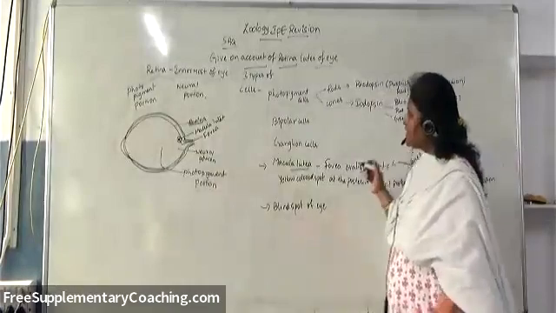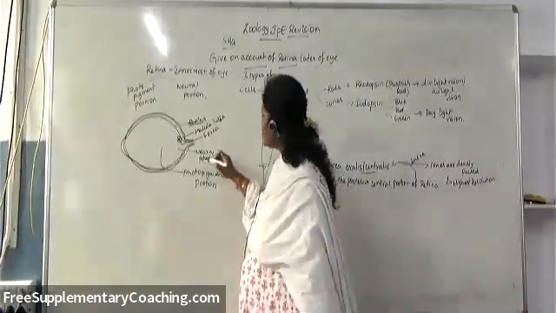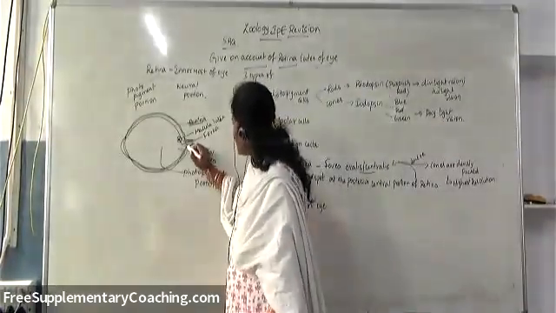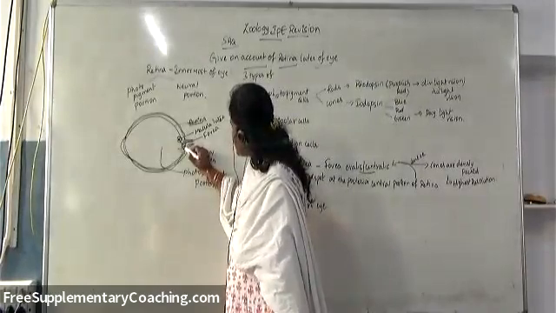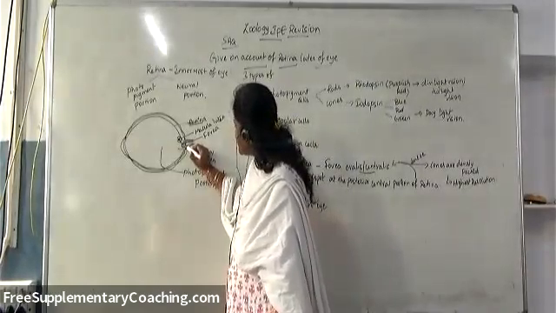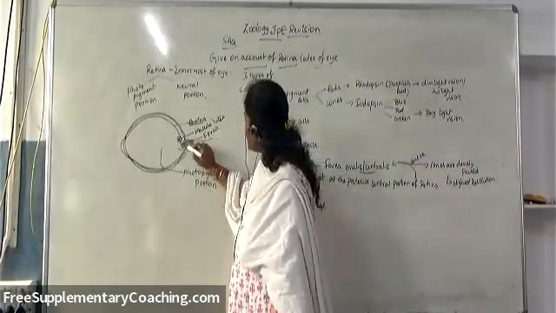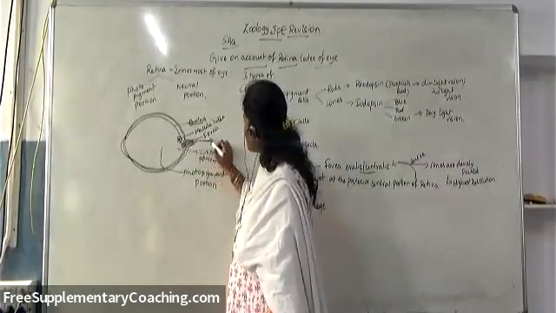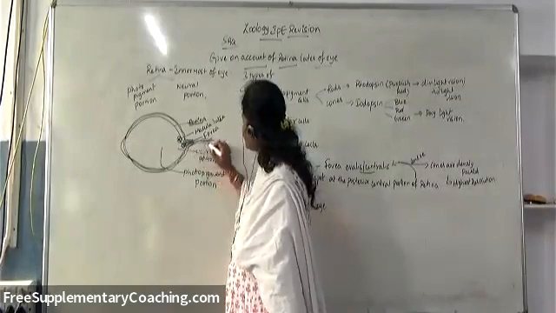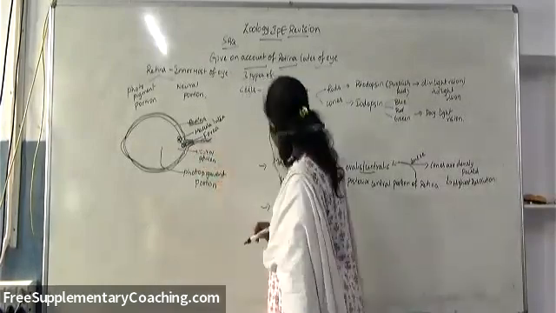Next, the blind spot. What is the blind spot? The blind spot is also present at the posterior central portion. It is the place where the pigments are absent completely. That means rods and cones are absent completely.